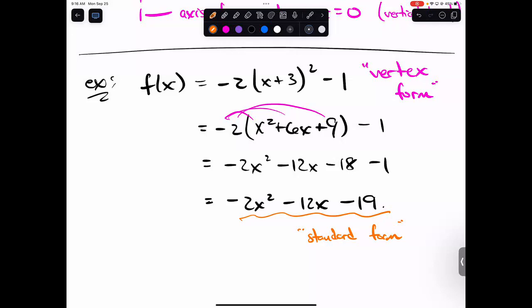I can still tell that it opens down because of this, right? The square term is negative. If that leading term is negative, that forces the whole thing to open down. So this still opens down. I have to do a little more work to find the vertex.